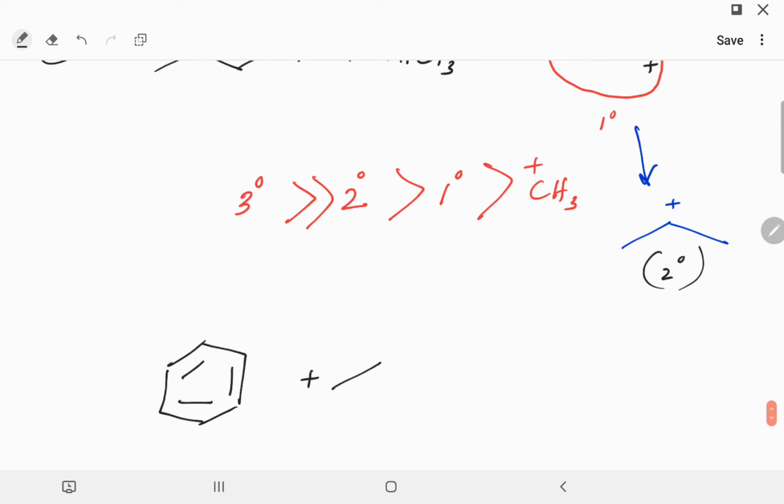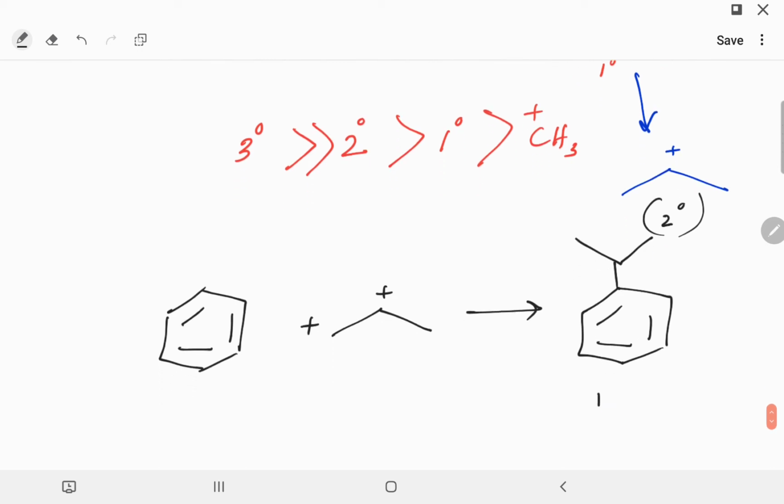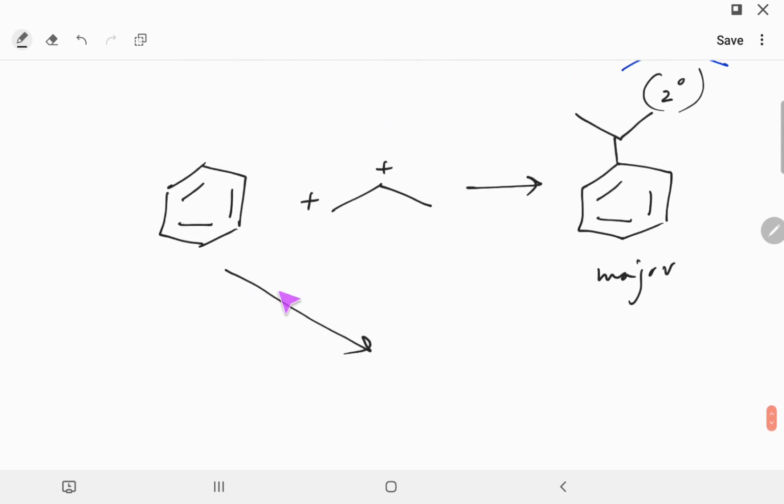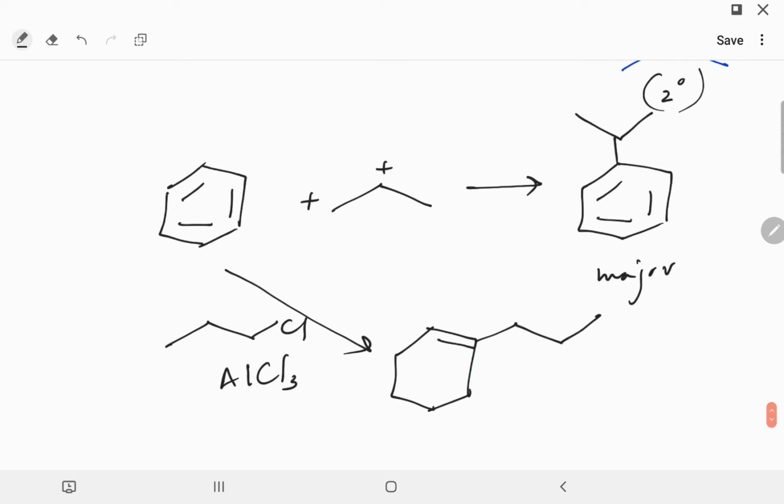So if you have this particular carbocation, your product will look like this. This will be your major product. Remember, you were expecting to have a propyl group directly attached to benzene, right? Instead, you might get an isopropyl group. So this will be a minor product, and this will be the major product.